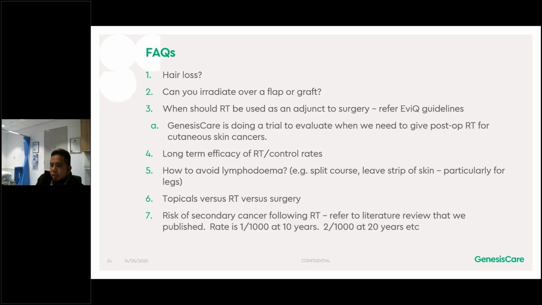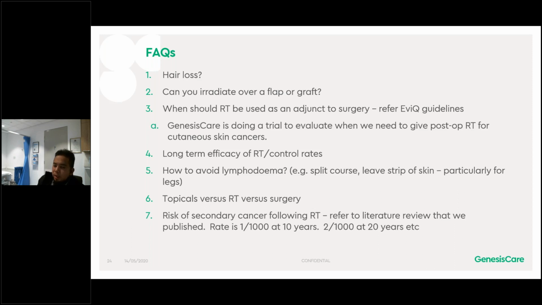The next question, obviously we've answered that question. When should RT be used as adjunct therapy? There's actually a website there. It's free of charge. Everyone can access that, including the public. It's called eviQ, www.eviq.org.au, where it summarizes the table that I've shown you before. You can obviously use that as a guide to knowing when to refer patients for adjuvant radiotherapy.